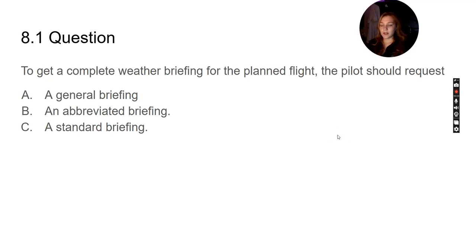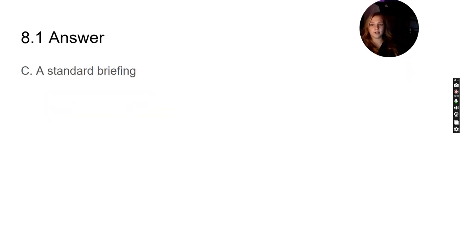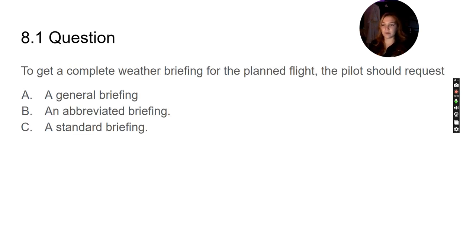Anyways, question 1 for 8.1. To get a complete weather briefing for a planned flight, the pilot should request a general briefing, an abbreviated briefing, or a standard briefing. And they should get a standard briefing, okay? Also, just pause the video at each question so you can answer it first. But make sure you don't mix it up with general and standard. I got this straight from the Gleim and I messed it up. So I was like, damn, that's a little tricky.